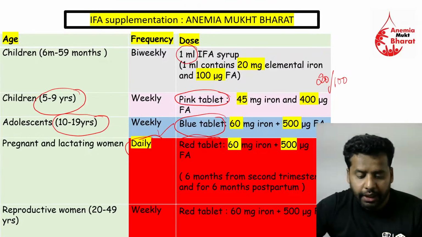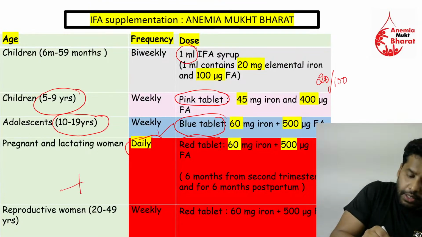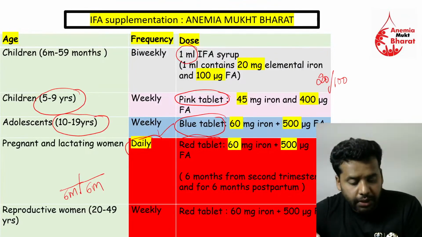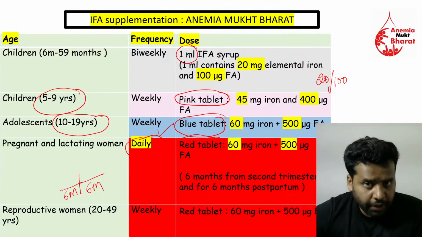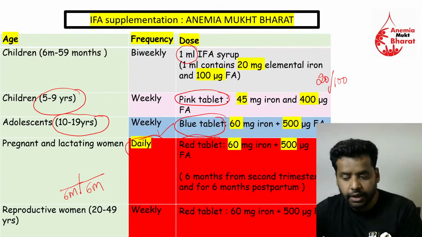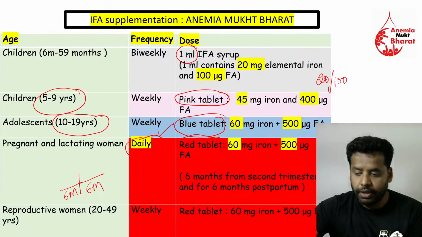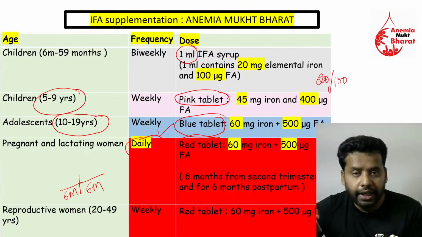Starting from the second trimester, we start and give 6 months, 6 months. Remember the time limit. 6 months in the second trimester till delivery. After that also we are giving iron folic acid supplementation. So total 180 days.